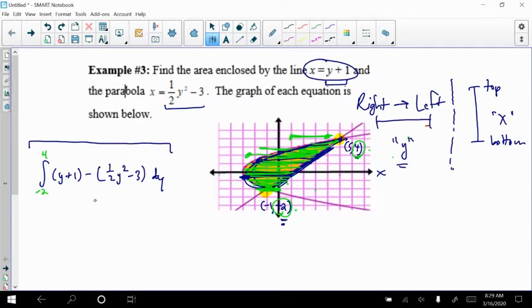So I'm going to try to simplify some things here. I know I've got a 1 minus a -3, so I could combine that. So I have a y, 1 minus -3 is +4, and then I have a -1/2 y squared, in terms of y, and I'm integrating from -2 to 4. So if I do my antiderivative, again, doesn't really matter because I'm in terms of y. So y squared over 2 plus 4y minus 1/2 y cubed over 3 when evaluated from -2 to 4.